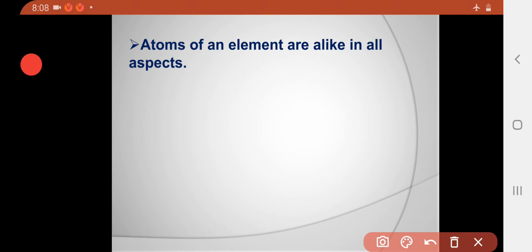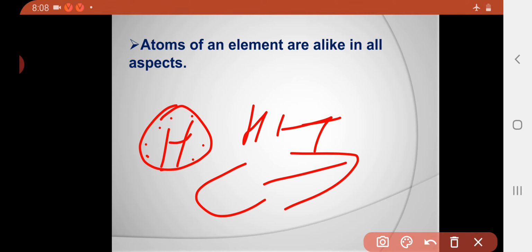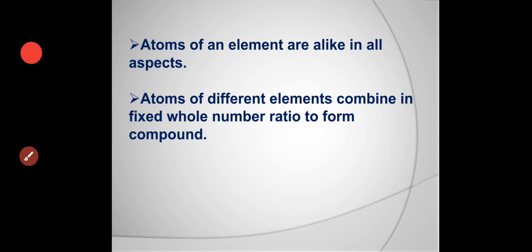For example, if I have an atom of hydrogen, the particles present in this atom are all made up of hydrogen only. They are all the same. If I take a carbon particle, then all the particles present in that atom are made up of carbon only. Next, he said that atoms of different elements combine in a fixed whole number ratio to form a compound. It means the atoms of different elements combine with each other in a whole number ratio and form a compound.